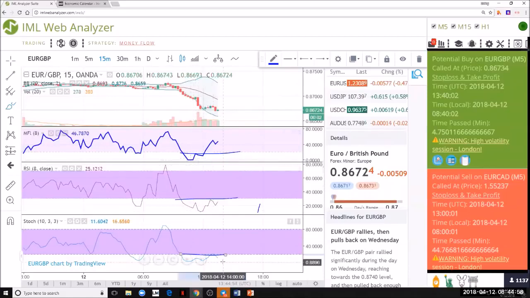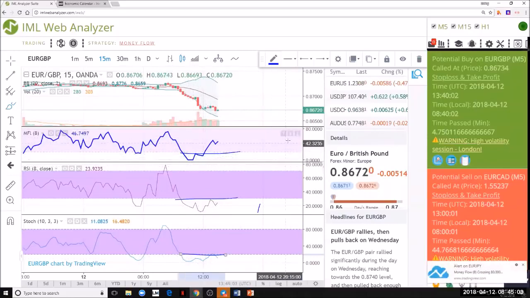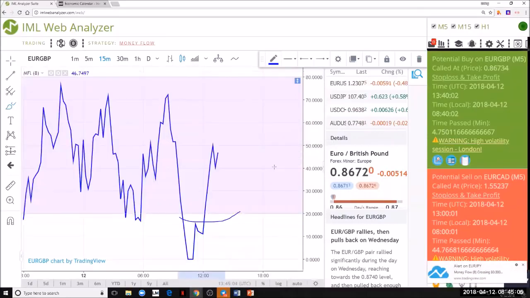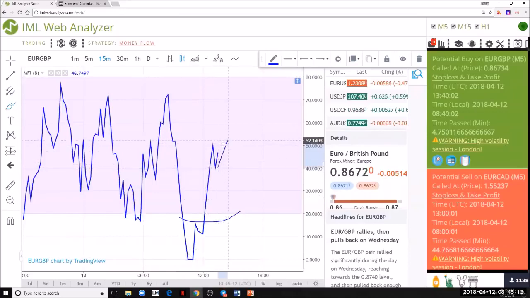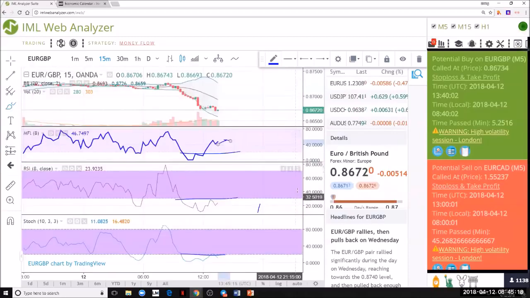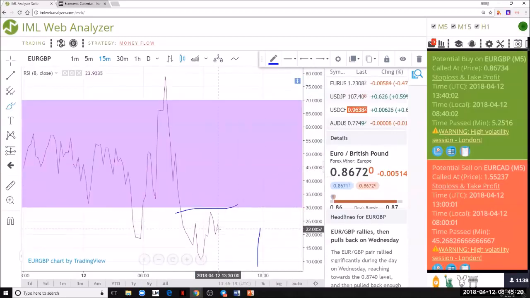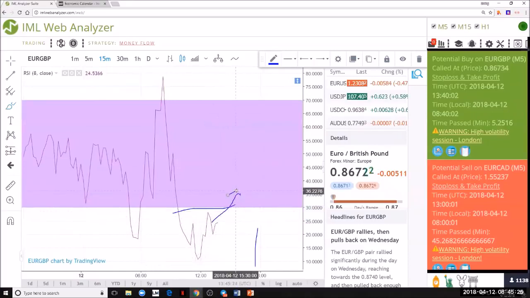Now, the next thing that we want to look at is the money flow looking up. So let's go ahead and take a look. Is money flow looking up? The answer to this is yes. So then we want to check RSI. Is RSI looking up? The answer is yes. My pitiful little arrow right here.